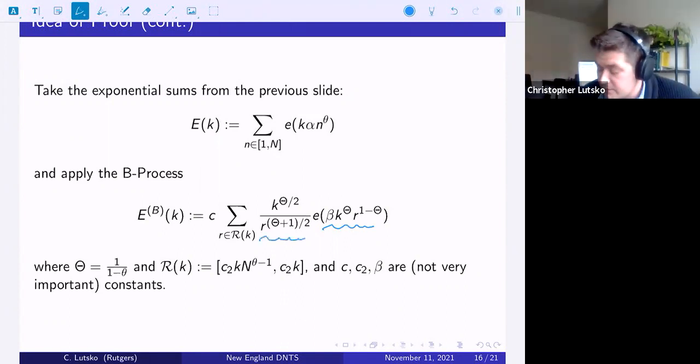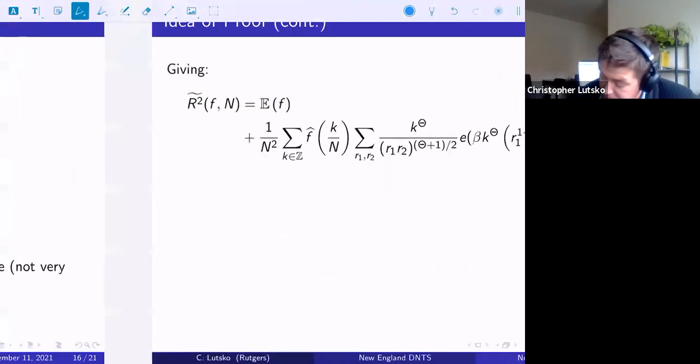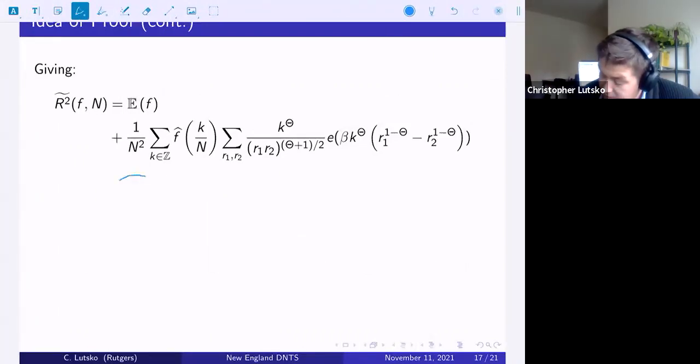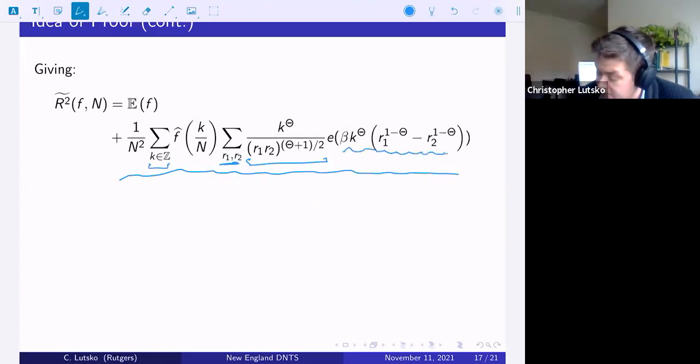You get some saving from the square root of the second derivative term, and you transform the phase. That's what you should be thinking. So now we have our transformed B process sums, and we get something that looks like this. Now our sums over n turned into sums over r. We pulled out this amplitude. We still have the sum over k, and we have a transformed phase in here. Now the last step is to take advantage of this sum over k.